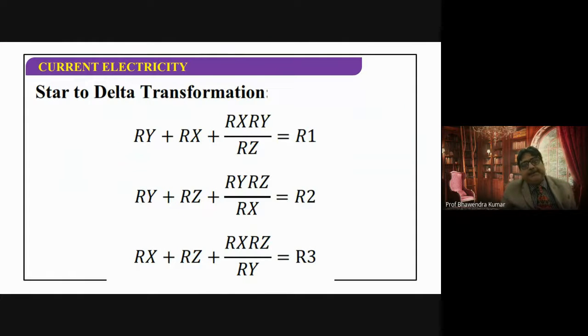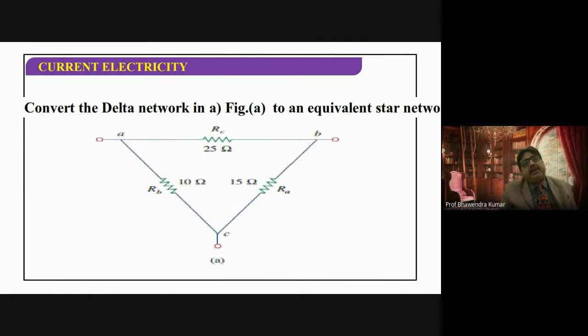Okay, have you written? Understood? Very good. Let us look at this delta network. We have to find the equivalent star network. Meaning for junction A, I will find a resistance which will be connected here. For junction B, I have to find a resistance that will be connected here. That will be connected here.